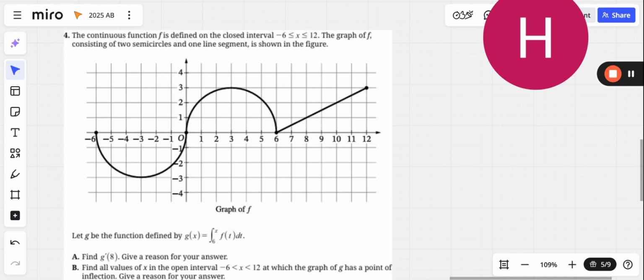This is math from the void. Math coming at you out of nowhere. And today we have another non-calculator problem from the 2025, that's this year's AP Calculus AB exam.